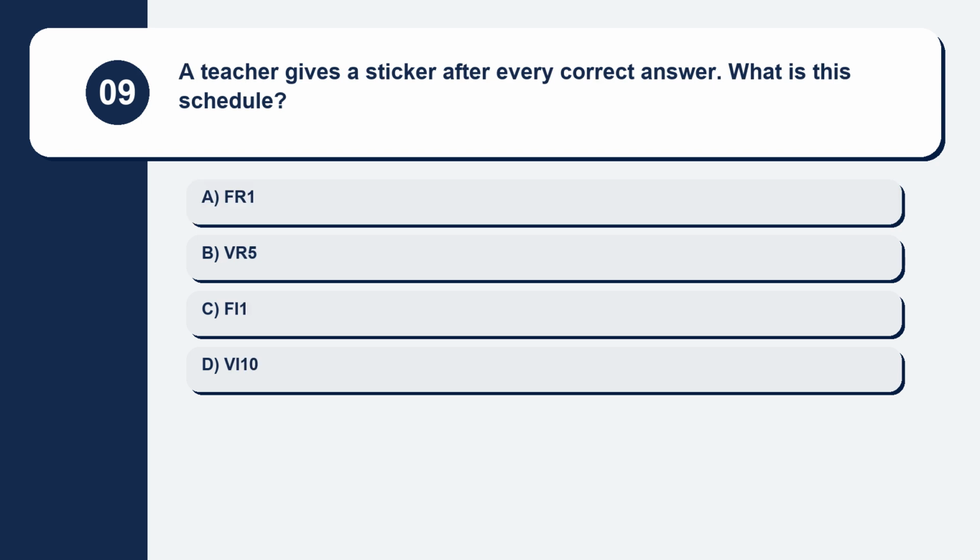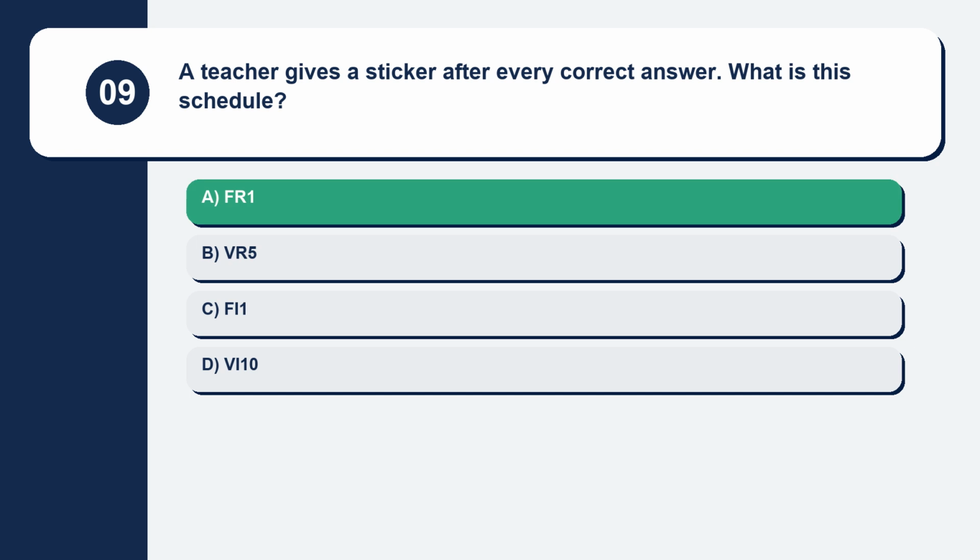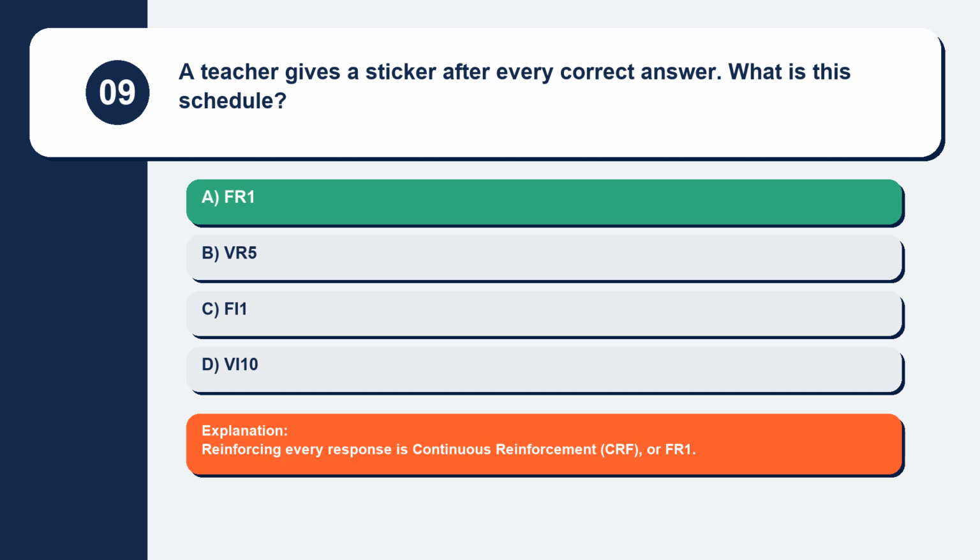Question 9. A teacher gives a sticker after every correct answer. What is this schedule? FR1, VR5, FI1, VI10. Reinforcing every response is continuous reinforcement, CRF, or FR1.